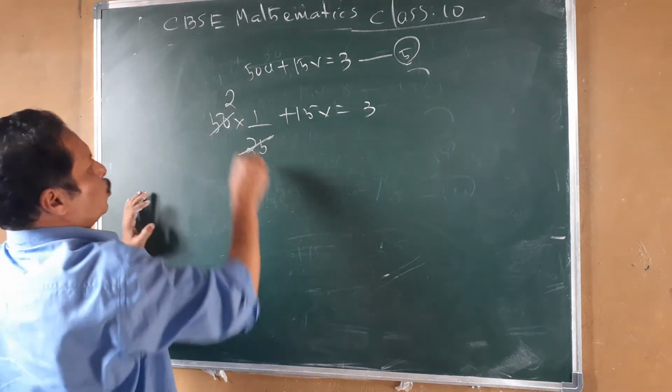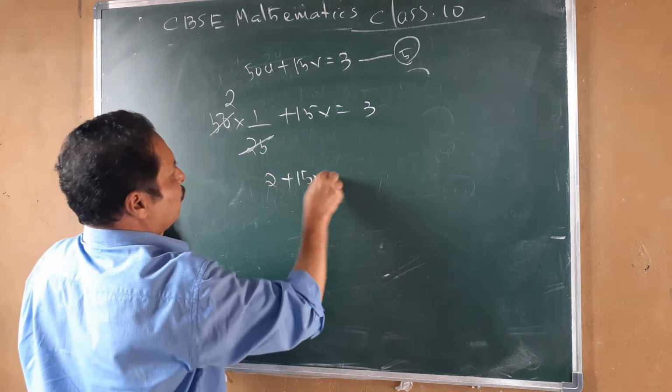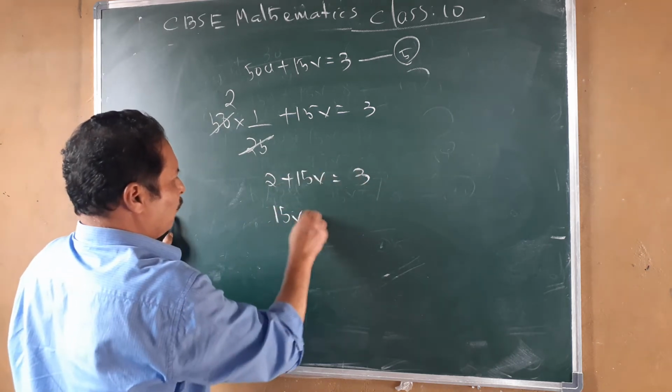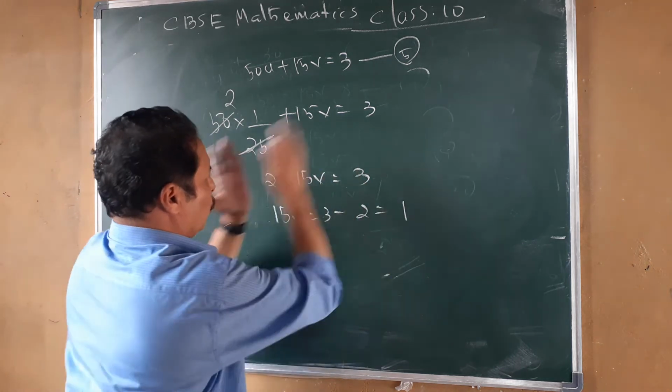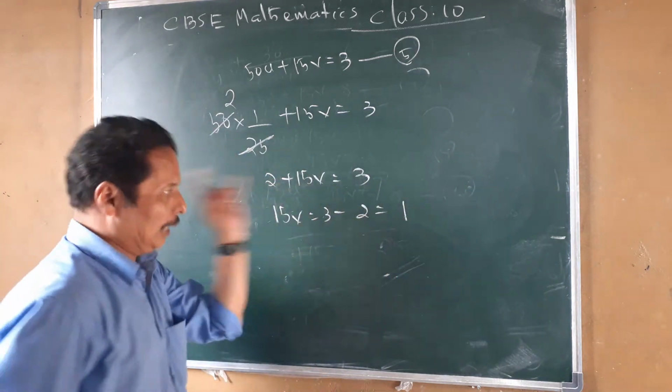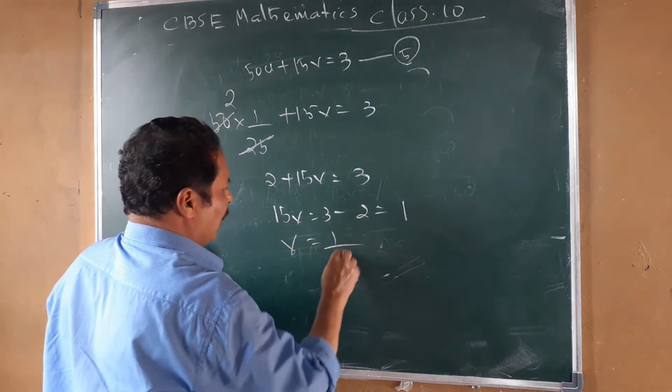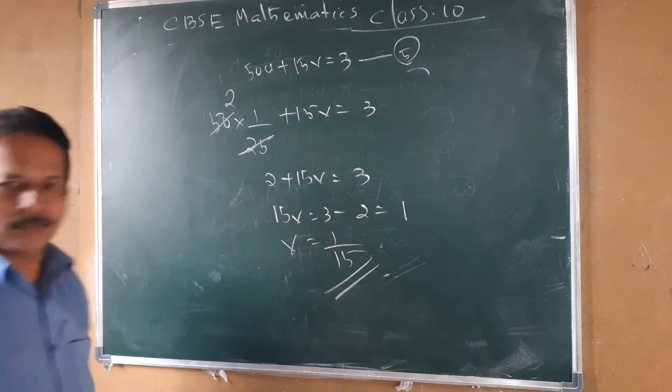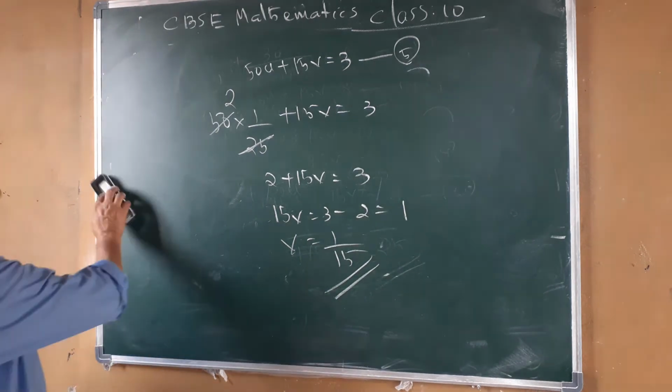Now this cancels 2 times. 2 plus 15v equal to 3. 15v equal to 3 minus 2. Plus 2 transfer to that side. 1. And v equal to 1 divided by 15. Okay. Now look here.